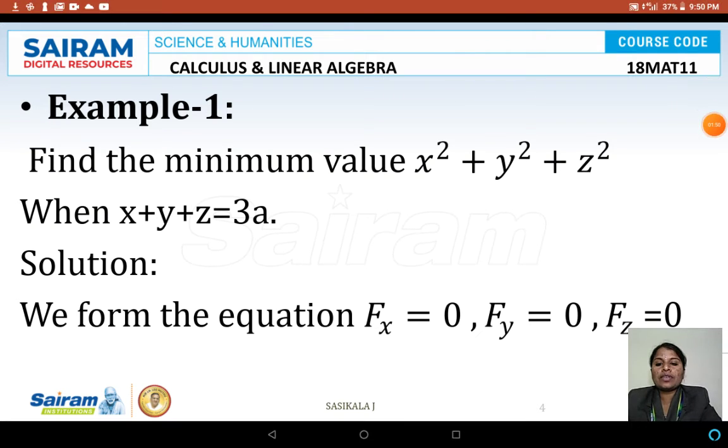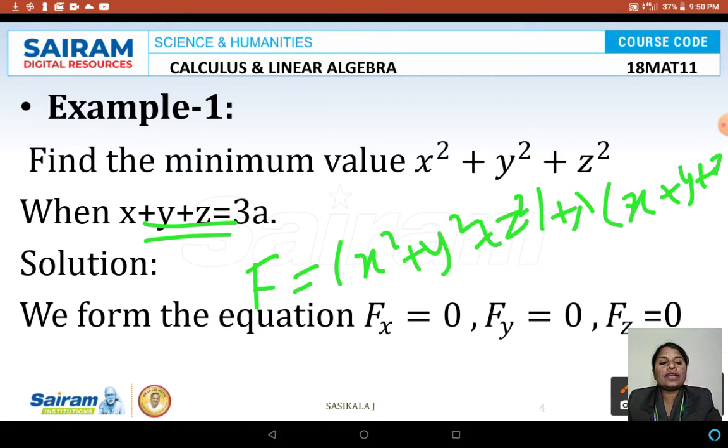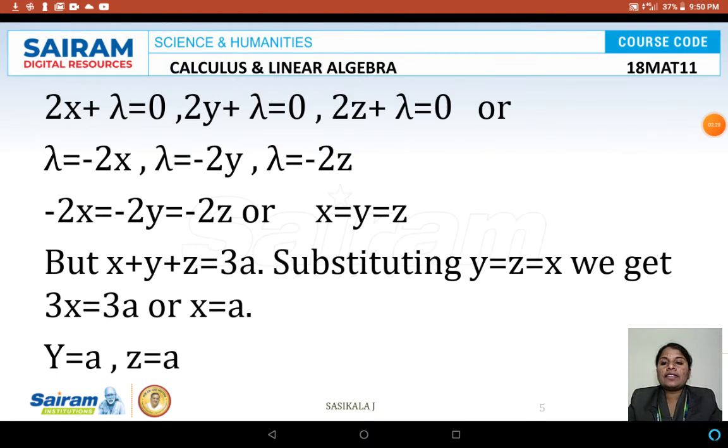So F is equal to x squared plus y squared plus z squared plus lambda times the phi function, x plus y plus z. Anyway, on differentiation the constant will go to 0; if you want, you can write it as minus 3, but it's not required. Differentiating, we get 2x plus lambda, 2y plus lambda, 2z plus lambda with respect to x, y, z. That is what has been written in the next slide.